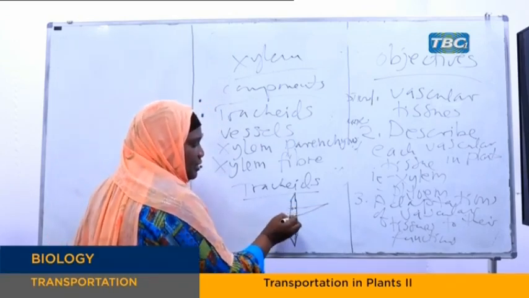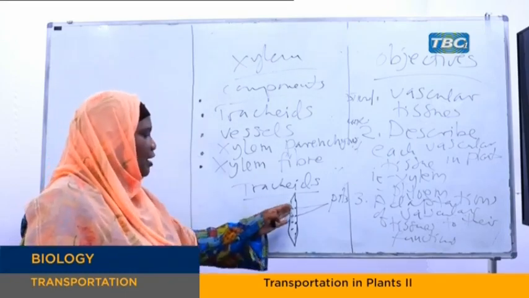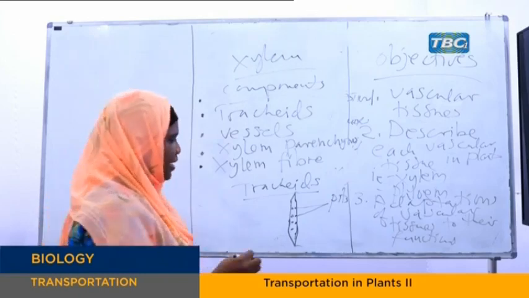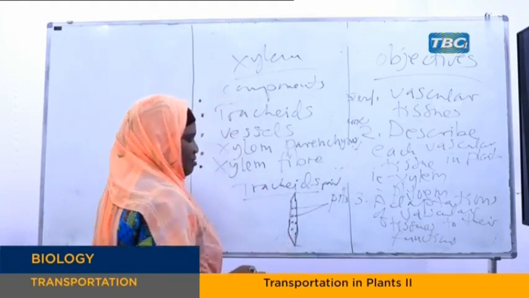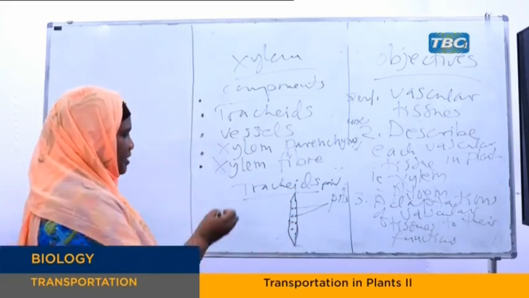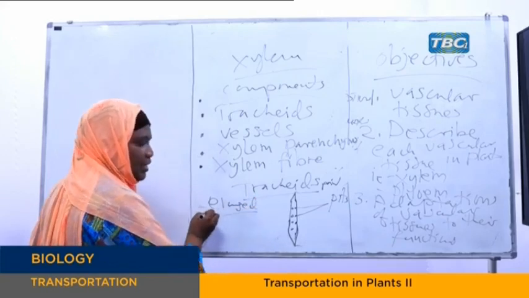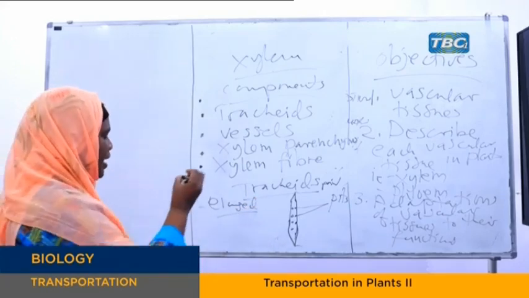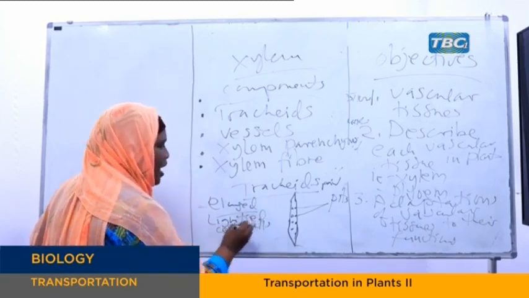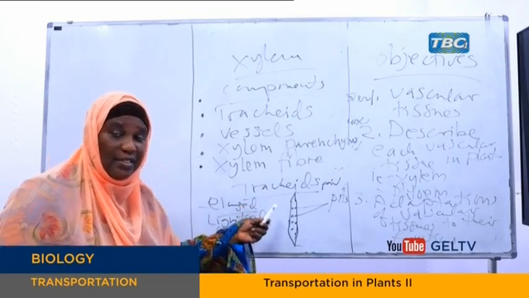It has these structures which are known as pits. Apart from having pits in the wall, it is also pointed on both ends. Pointed at both ends. And apart from being pointed, these cells are elongated. The cells have been elongated and they have lignified cell walls. They have lignified cell walls, and when they reach maturity, they lose their protoplasm.